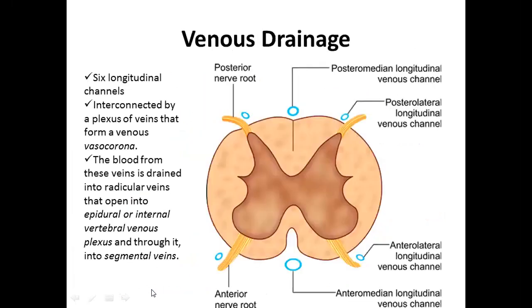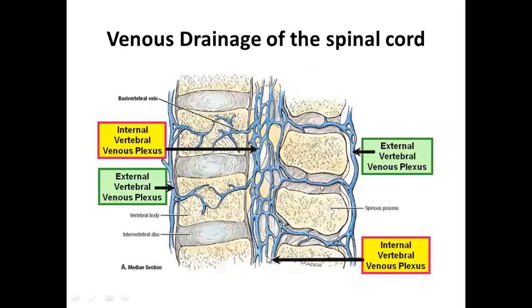What about the venous drainage of the spinal cord? The spinal cord is drained by 6 longitudinal channels, 3 dorsal and 3 ventral longitudinal channels. They are called venous channels. These venous channels collect together and form a plexus of veins present in the extradural or epidural space. This plexus of veins is called the internal vertebral venous plexus.